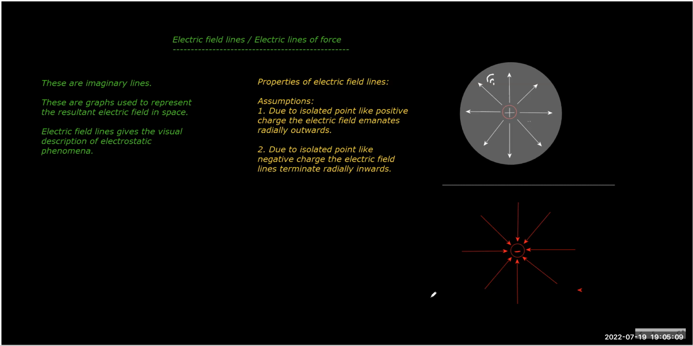So with this idea or with this assumption, we can begin the drawing of lines of force for a variety of situations. So these are the assumptions only for the isolated case, like when we have only positive and only negative. So let's bring the case. What happens if plus and minus come closer?